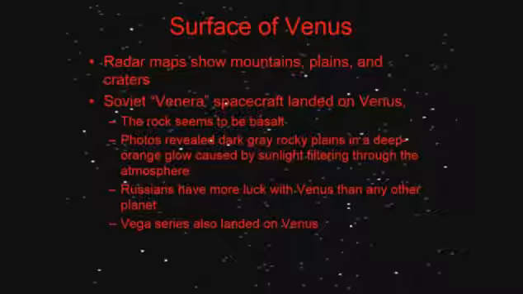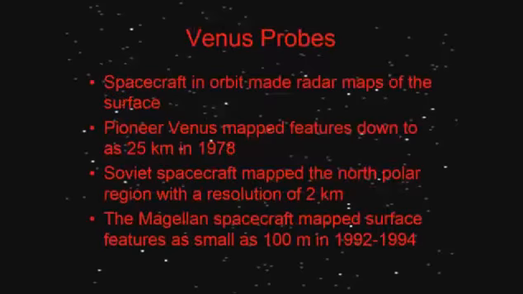And the rock we found from the results of the spacecraft appears to be basaltic, and the photos actually revealed this sort of dark grey rocky plain and a deep orange glow that was caused by sunlight just making it through the atmosphere. So the Russians, like I said, have more luck with Venus than any other planet. And the Vega series also landed on the planet.